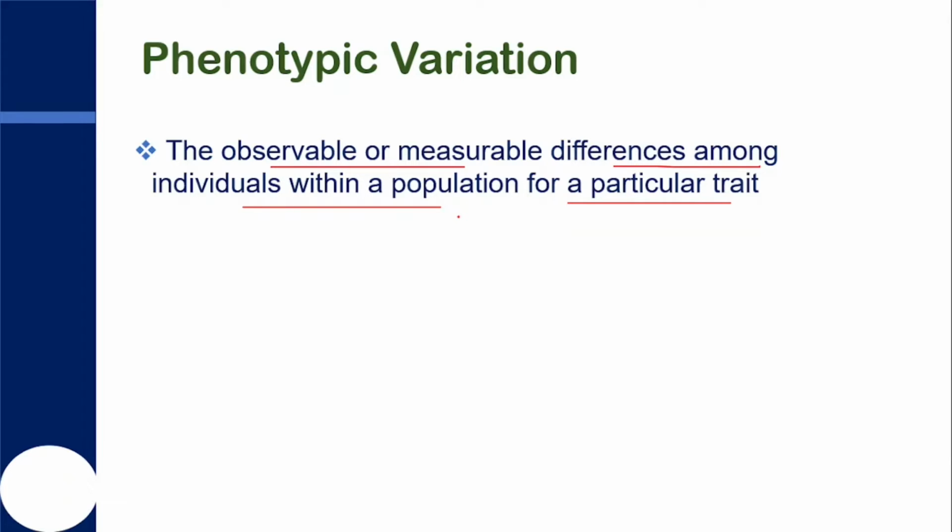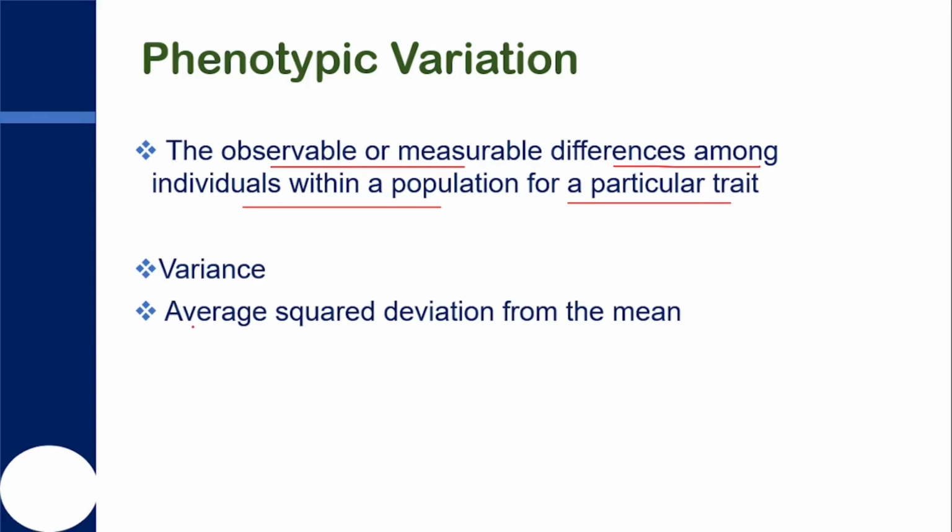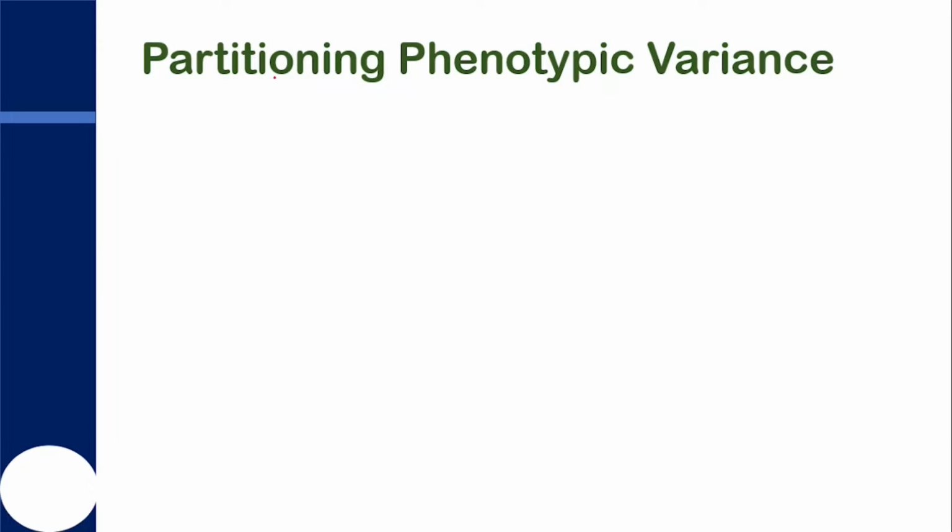So in statistical terms, this variation or differences in a population are measured with the help of variance, and variance is defined as the average square deviation from the mean. So variance is also a population measure which is used to define the differences or variation in a population. That's why we sometimes also refer to this phenotypic variation as phenotypic variance. So how can we partition this phenotypic variance of quantitative traits into different components?